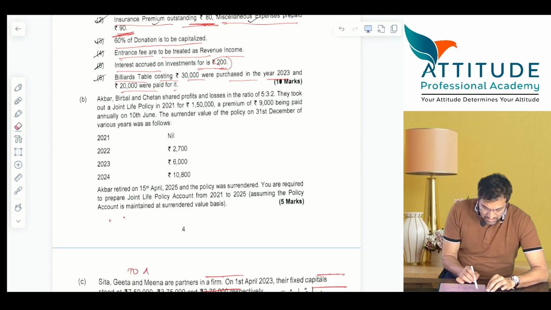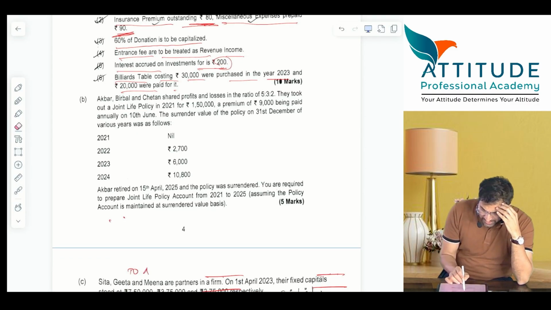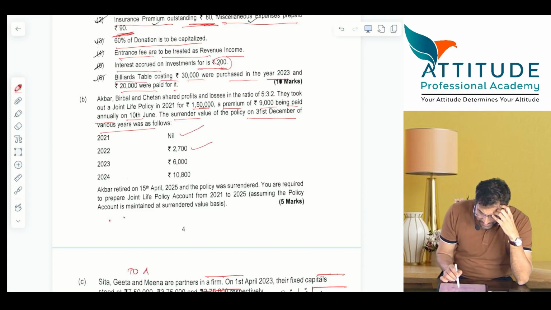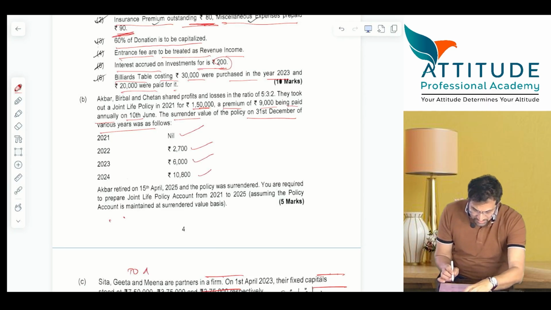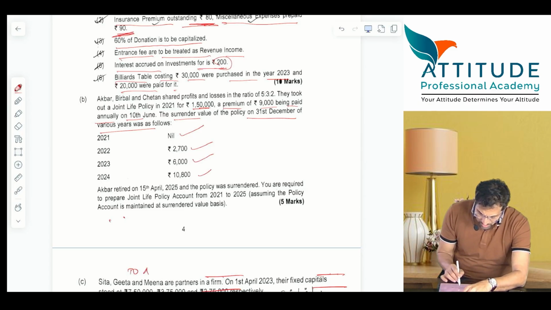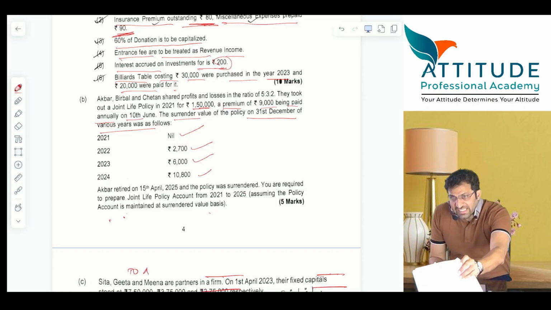Okay, chalo, start. Akbar, Birbal, Chetan shared profits and losses in the ratio of 5:3:2. They took joint life policy in the year 2021 for 1,50,000 and a premium of 9,000 has been paid annually on 10th June. The surrender value of the policy for the various years, here it is nil. 2022 में 2,700, 23 में 6,000, 24 में 1,800. Akbar retired on 15th April 2025 and the policy was surrendered. You are required to prepare joint life policy account for 2021 to 2025. Assuming joint life policy account is maintained at what value? Surrender value. Means it is treated as an asset.